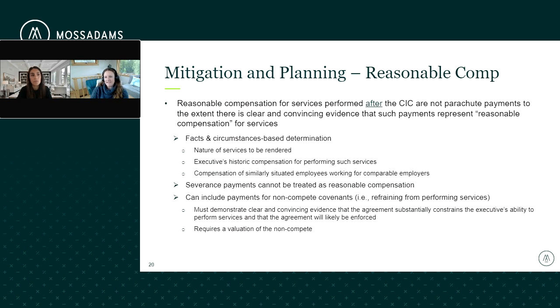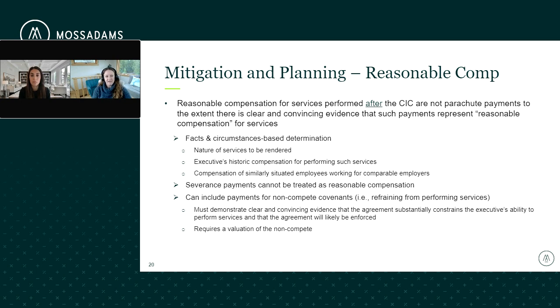So another exception that we see applied is reasonable compensation. And what this is, is that to the extent that there's reasonable compensation for services that are performed after the change in control, they're not considered parachute payments to the extent that there is clear and convincing evidence that such payments represent reasonable compensation for services. So this is a good option out there to rely on, but it can be difficult as it is very subjective.